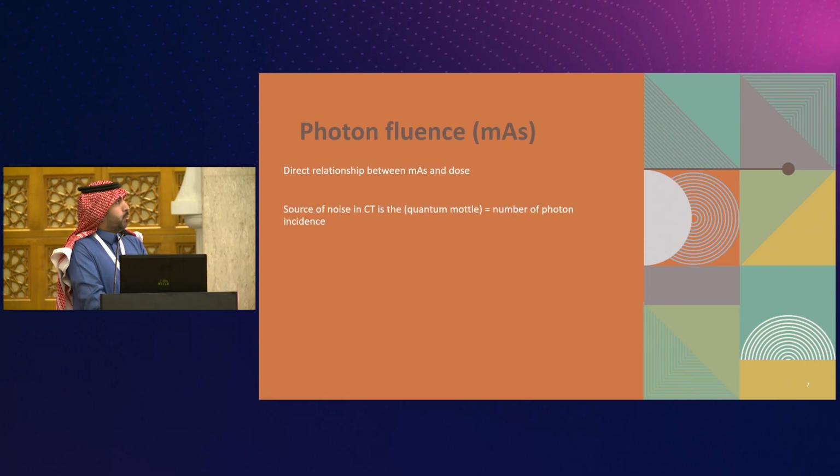There is a direct relationship between mAs and the dose. When you increase it by 50%, the dose will increase as well. The source of noise in CT is the quantum mottle. That is the number of photons incident. With low mAs, you'll have more of that noise. Think of using AEC. Always use AEC. It's there to help you. Use it.